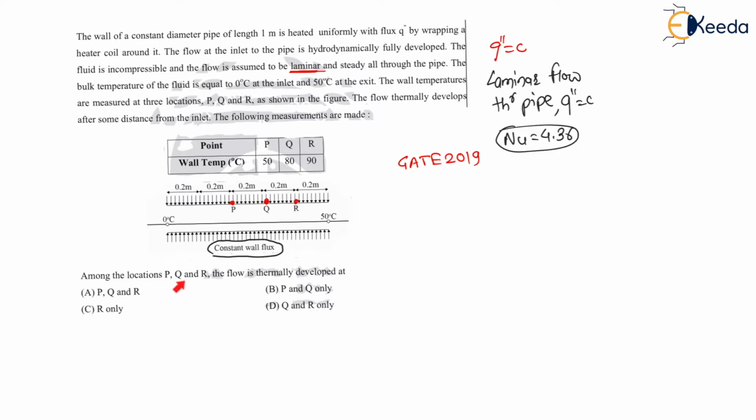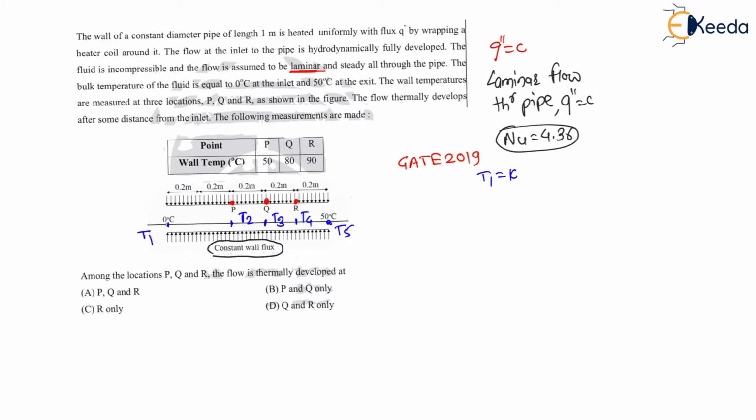Then among the locations P, Q, R, the flow is thermally developed at which location? This is very important. Now, my dear students, let us understand here. Let us say the bulk temperature at inlet is T1, which is 0 degrees Celsius. Let us say the bulk temperature of the fluid at location P, means inside, is T2. At Q, let us say it is T3. At R, let us say it is T4. And let us say the bulk temperature of the fluid at exit is T5. Therefore, T5 is 50 degrees Celsius.